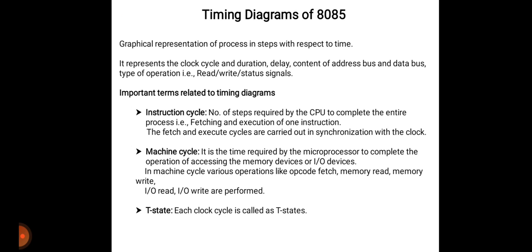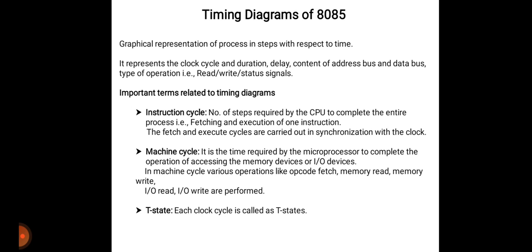So what is meant by instruction cycle? Instruction cycle is defined as the number of steps required by the CPU to complete the entire process, that is fetching and execution of one instruction. Then the fetch and execute cycle is carried out in synchronization with the clock.